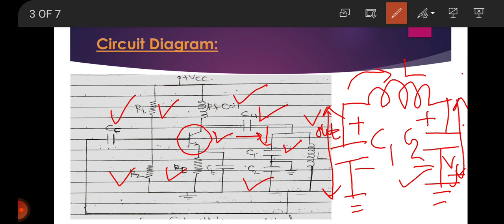A phase shift of 180 degrees is produced by the transistor. So see here, C2 is 180 degrees out of phase with C1. This means that it produces a wave of 180 degrees phase shift.